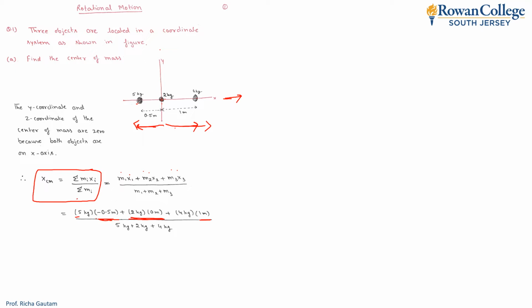This is divided by the summation of m_i, which is just the sum of the masses: 5 kilograms plus 2 kilograms plus 4 kilograms. If you just plug in the numbers and do the calculation, you're going to get the x-coordinate for the center of mass, and you will have 0.136.